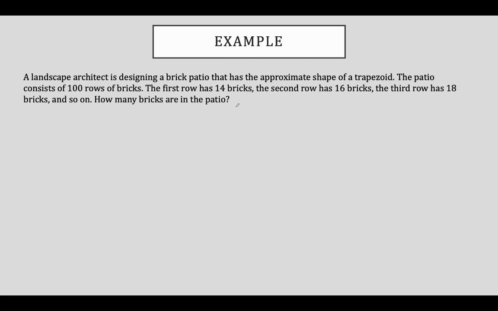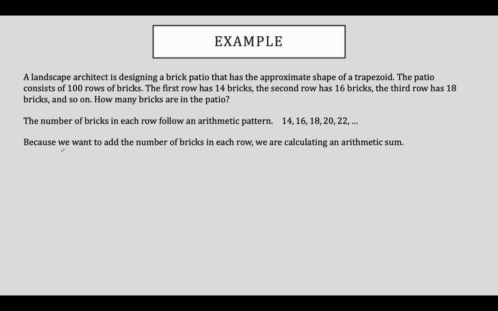Okay, a couple things to recognize here. One, the number of bricks in each row follows an arithmetic pattern, right? The first row is 14, 16, then 18. The next one would be 20, then 22, so on and so forth, okay? Secondly, because we want to add the number of bricks in each row, we are calculating an arithmetic sum, right?